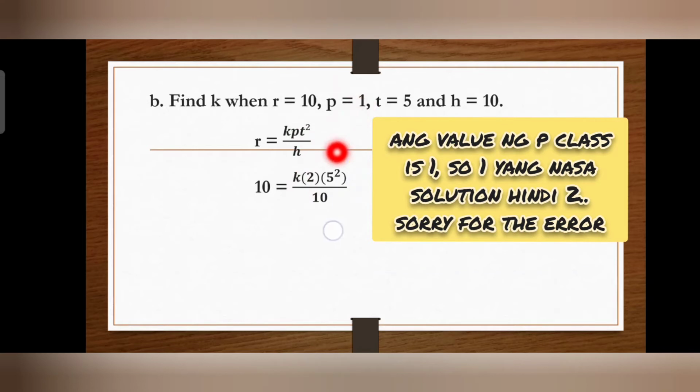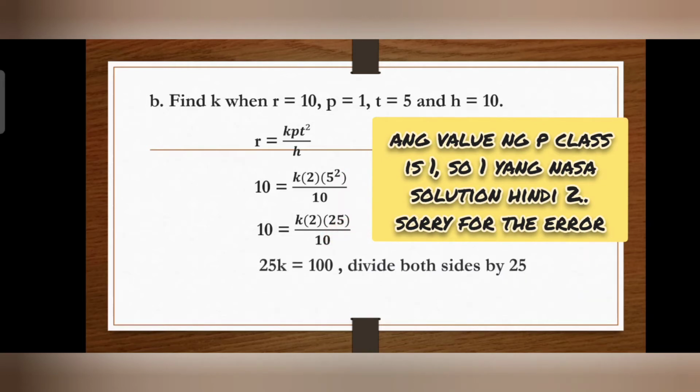Then, P is 1. Then, T is 5, 5 squared, right? Because there is a square on T. So, 5 squared divided by H is 10. The next is, so copy 10 is equal to K times 1. 5 squared, right, is 5 times 5 is equal to 25. Then divided by 10. Next is you cross multiply.